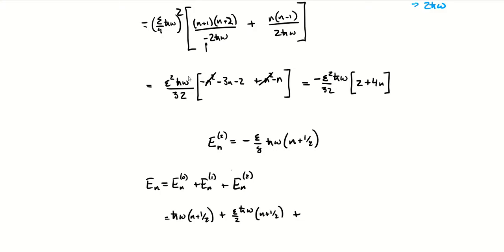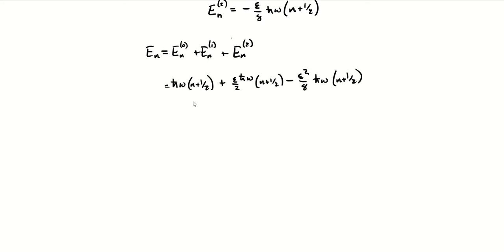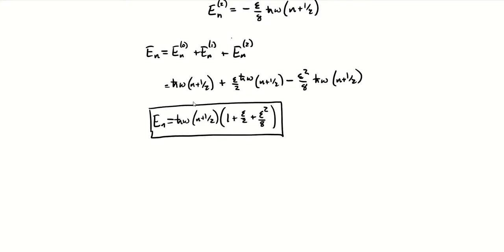And this second order correction term is actually minus epsilon squared over 8 h bar omega n plus 1/2. Simplifying this, or just factoring out that h bar omega n plus 1/2, we get 1 plus epsilon over 2 minus epsilon squared over 8. And that is our perturbed energy eigenvalue up to second order using our non-degenerate perturbation theory.